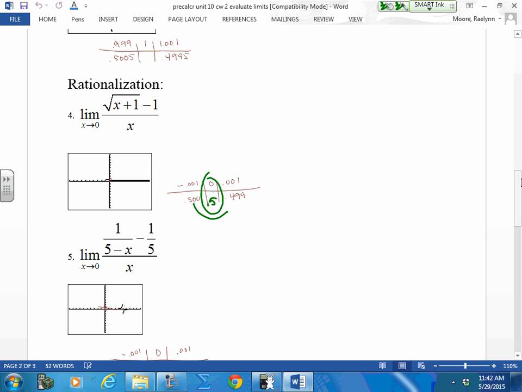Now in the past, when you had something like this, and you had to simplify that, what did you multiply that by? To get rid of your radical in the denominator.